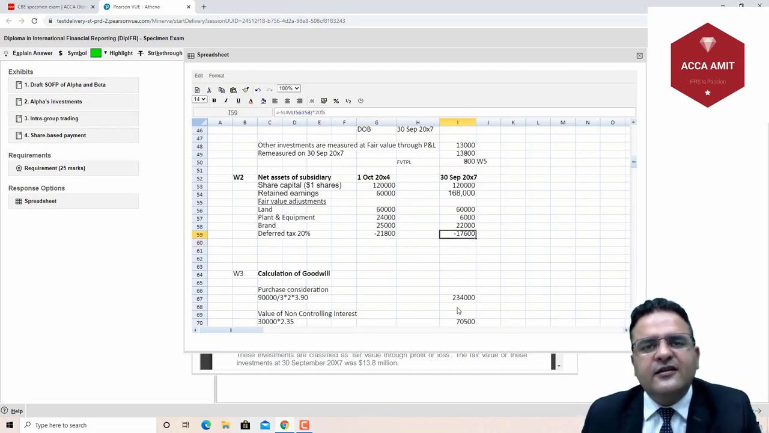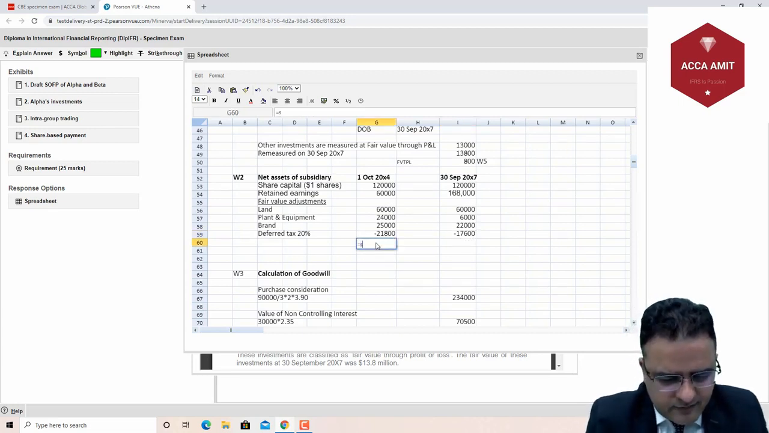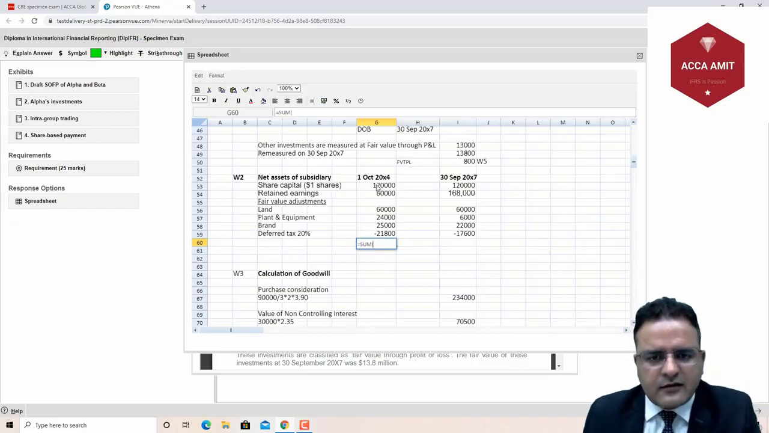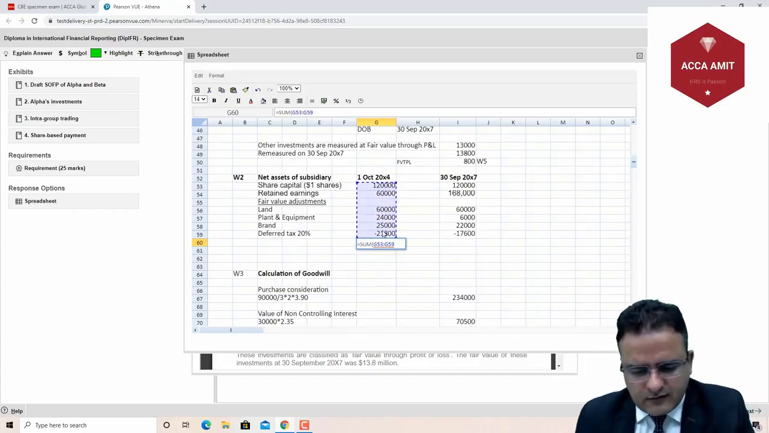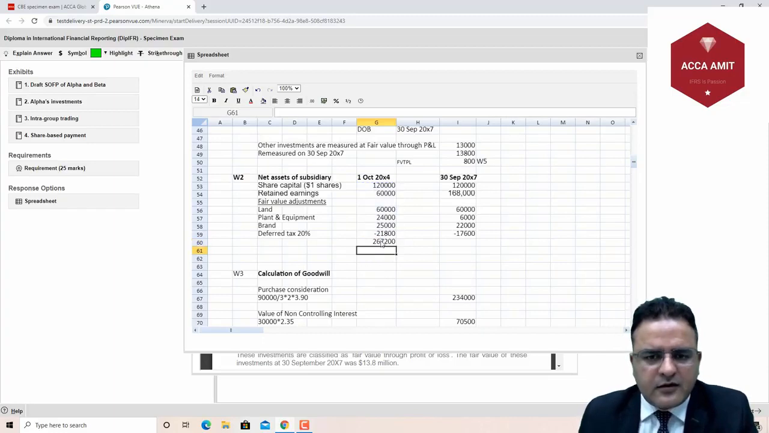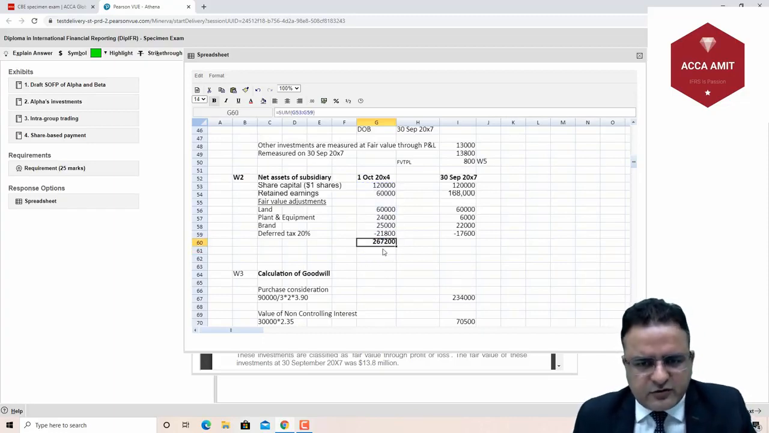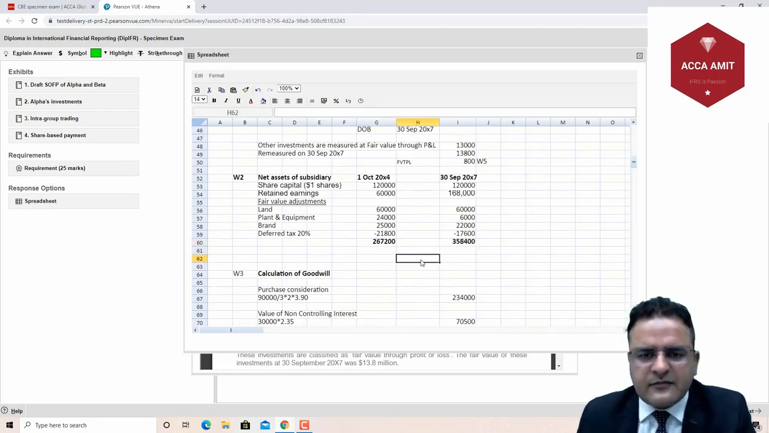So that's the way our life has improved. As I was saying, we simply need to copy paste, and we should note the concepts. As far as accounting is concerned, we should be clear with the concepts, then only we'll be able to do accounting properly. So when we total up, the total net assets position on date of acquisition is 267,200. The same I can copy paste here. I'll get to know the balance on date of balance sheet, that is 358,400.